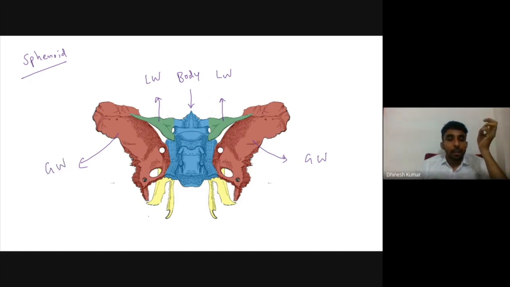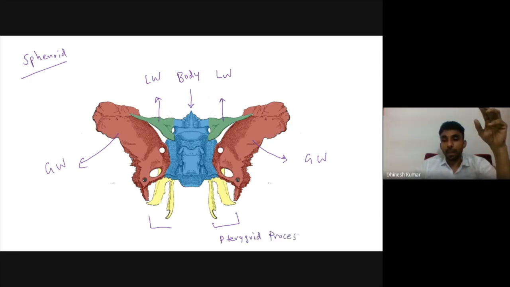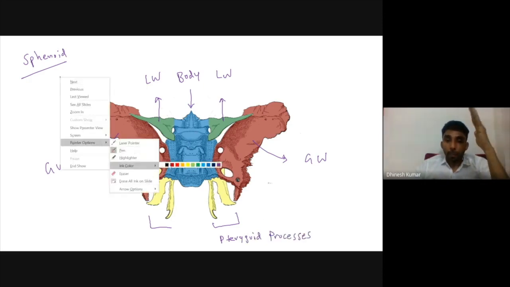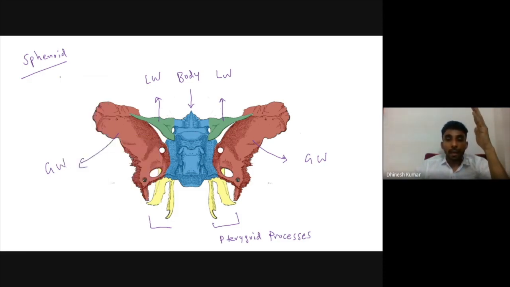Fine. And do you see the yellow colored structures here which are directed downwards? These are called the pterygoid processes. These two are called pterygoid processes. And both the pterygoid processes of the sphenoid bone consist of the medial pterygoid plate and the lateral pterygoid plate.